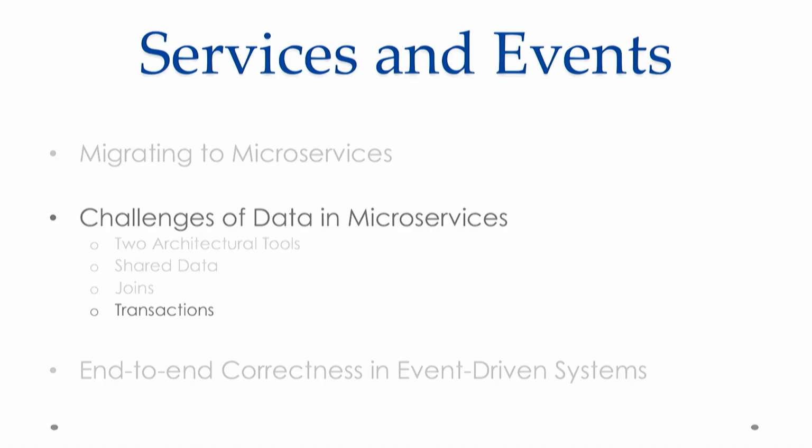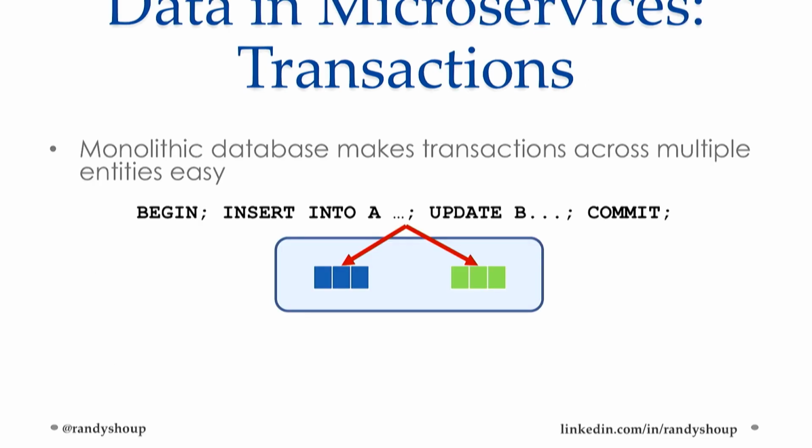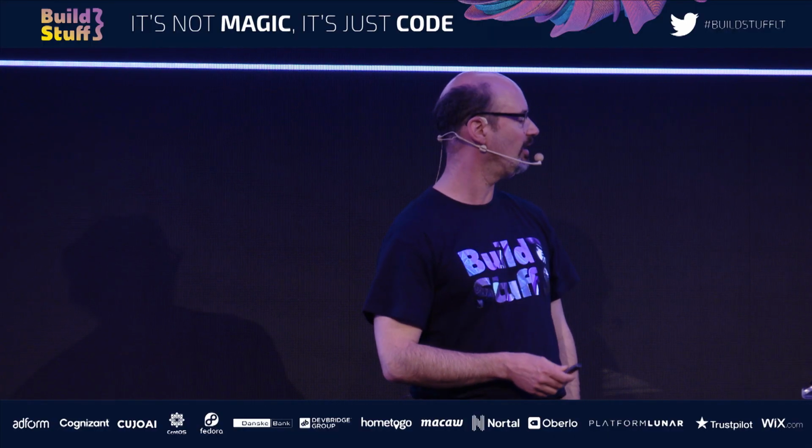Here's the hard stuff. The next thing is, how do we deal with transactions? Let's motivate the problem. In a monolithic database, it makes transactions across multiple entities really easy. I just begin a transaction, whether through my programming language or in the SQL itself. I'm going to insert into table A. I'm going to update table B. I'm going to commit or roll back. That happens all at once or not at all. So it's atomic and consistent and isolated and durable.